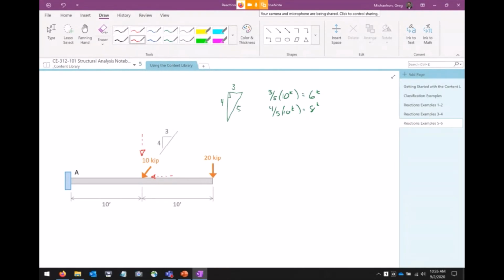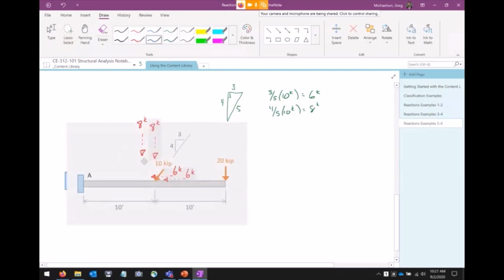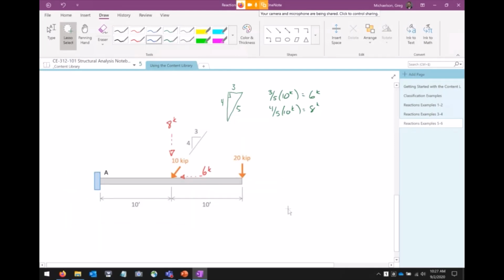Well, look at my slope ratio. The 4 is bigger than the 3. The 4 is associated with the vertical, so this is 8 kips. This is 6 kips. And then I've got my 20 kip load over here, which I don't really need to do anything with. But what I do need to do is, let me move this over a bit, just so I've got a little bit more room. Okay.